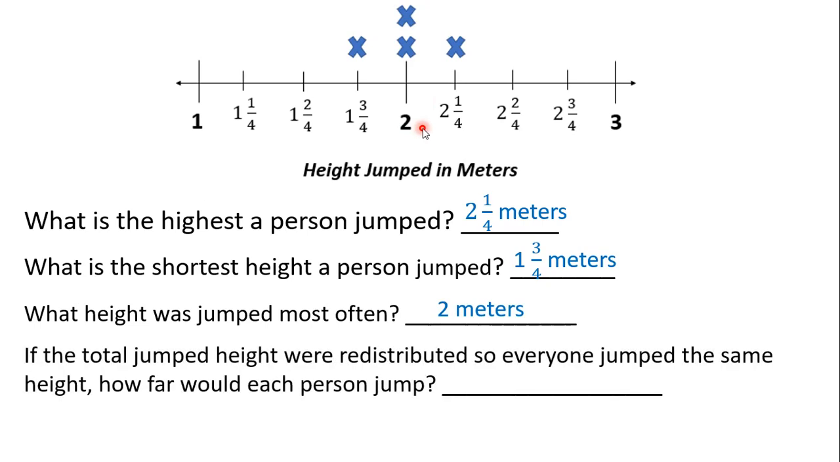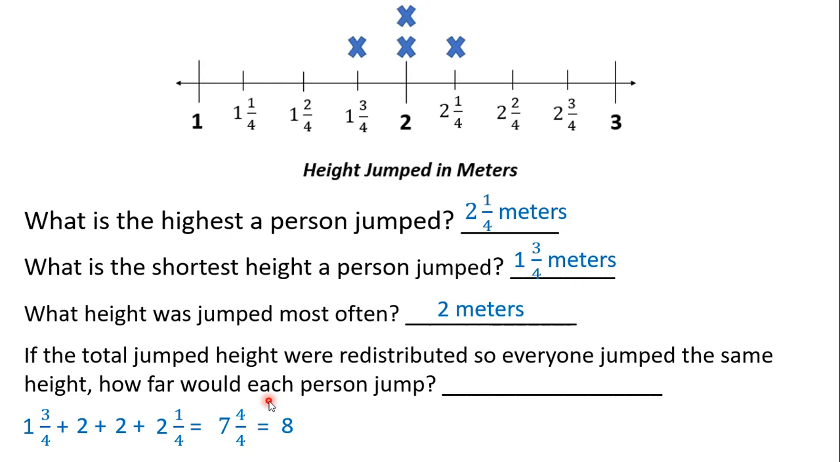Finally, if the total height that was jumped was redistributed, so everyone jumped the same height, how far would each person jump? This is where we're going to add the heights together to find the total height that all students jumped, and then we'll divide it by the number of people that jumped. So we'll take a look at the line plot. We see 1 3/4 here. Then we're going to add 2 plus 2 again, since there's 2 X's above the 2, plus 2 1/4. When we add this together here at the bottom, we get 7 4/4, which is the same as 8.